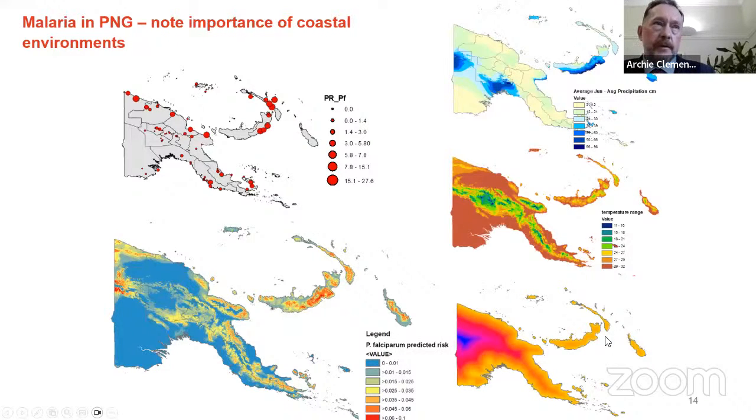environments along the shore. And so here we were able to predict the spatial distribution of Plasmodium falciparum malaria in New Guinea using these different spatial predictors: rainfall, temperature, and distance to coastline.